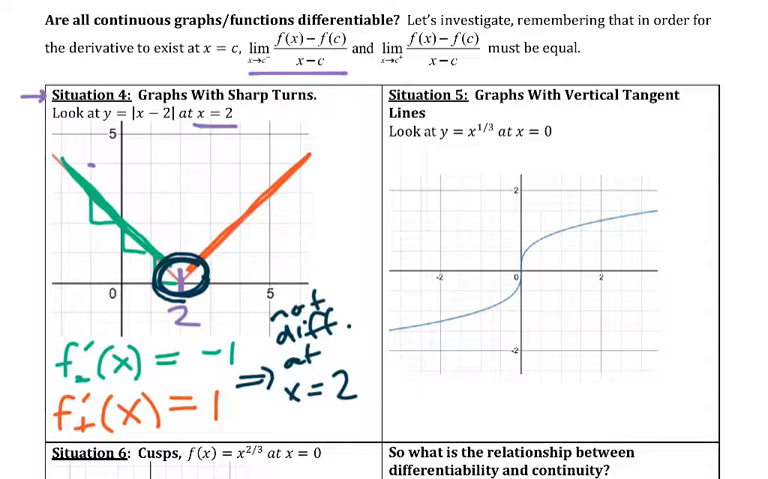Okay, let's look at situation 5, graphs with vertical tangent lines. So we can see here that at x equals 0, for the cube root function, or x to the 1/3, the tangent line would be a vertical line. Since the derivative represents the slope at a given point on a function, if the slope of the tangent line is undefined, that means the derivative is also undefined. So you can just think of it like this: the derivative doesn't exist because it's undefined.